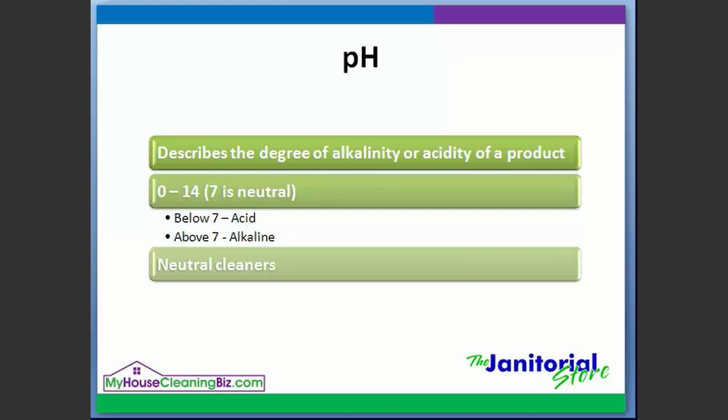The range above 7 represents the alkaline scale. If a product has a pH of 14, it will be highly alkaline and corrosive. If a product has a pH of 7.5, it is slightly alkaline. The higher the number, the more alkaline the product has. A pH 9 is 10 times more alkaline than a pH 8, and a pH 10 is 100 times more alkaline than a pH 8.